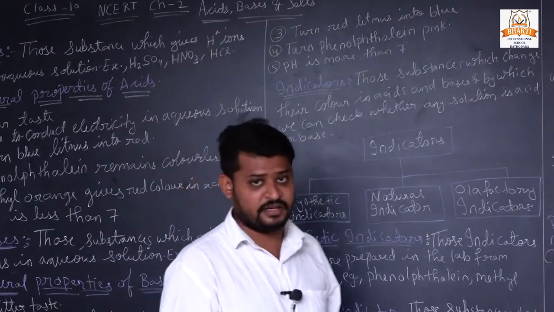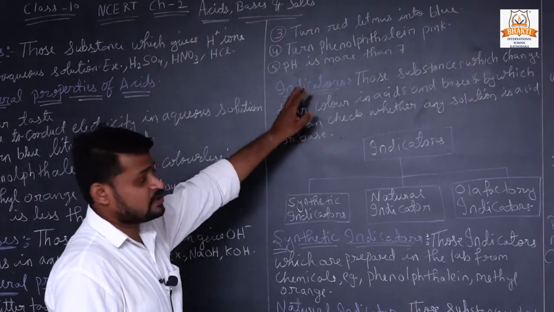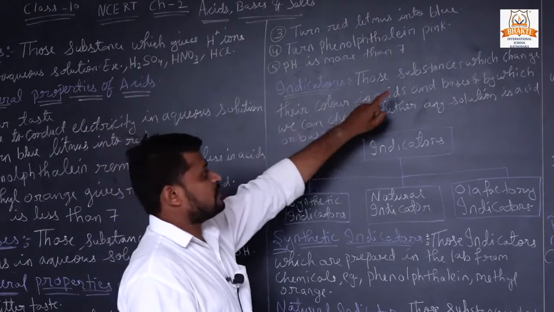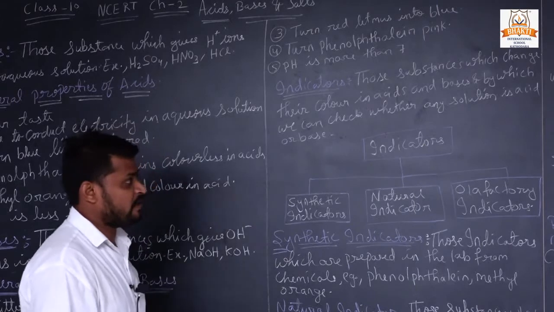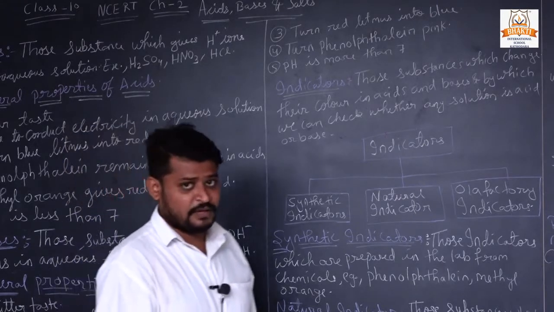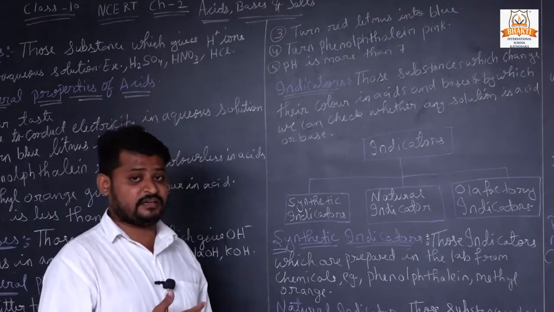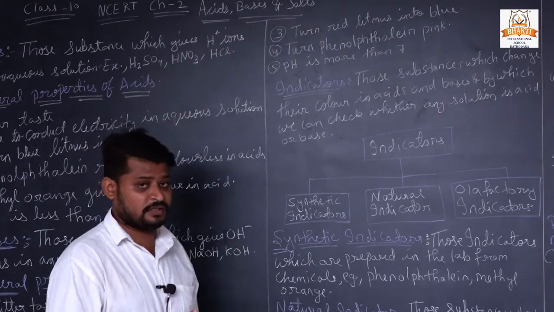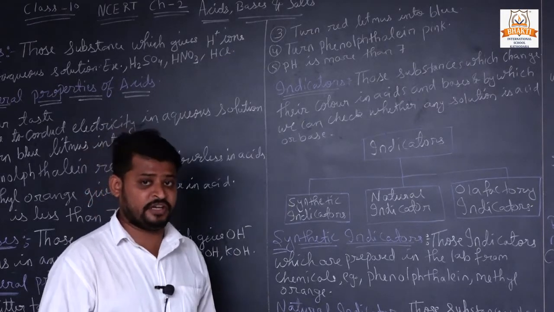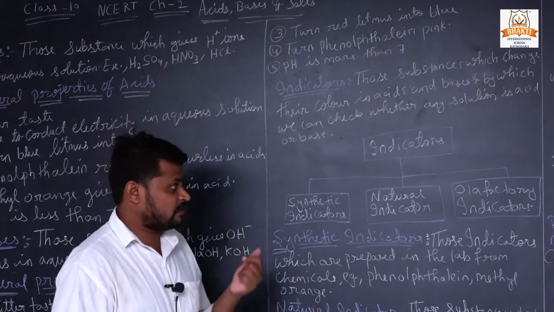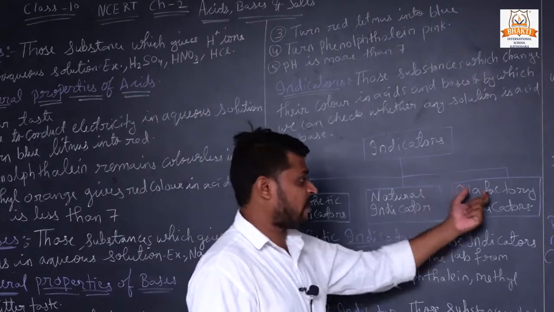Litmus paper and phenolphthalein are indicators we have studied so far, but there are other indicators too. First, what is an indicator? Indicators are substances which change their color in acid and base, by which we can check whether a solution is acidic or basic in nature. That type of substance is called an indicator. There are three types of indicators: synthetic indicator, natural indicator and olfactory indicator.